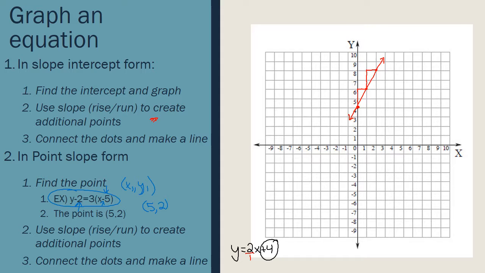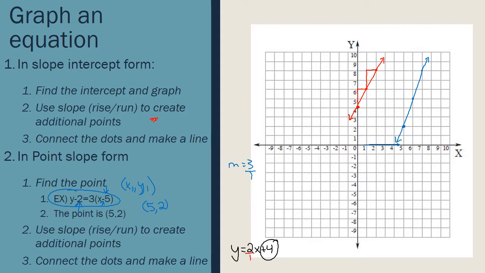5, remember x is always over. 5 up 2, and this is my starting point. In this case, my slope right here is 3. So we can write that as 3 over 1, and we use the same process. 1, 2, 3, 1, 1, 2, 3, 1, and we connect our points. Being mindful, if your slope is negative, that it will always face the other direction.